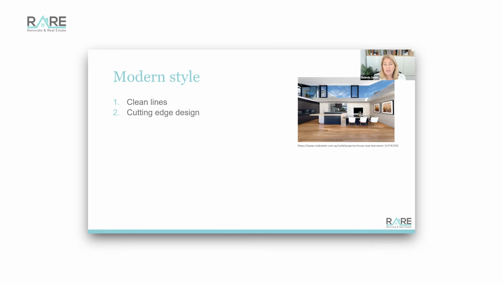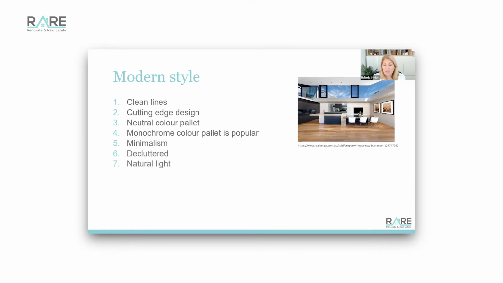Cutting edge design, the newest in design, that whole feel of brand new, of modern, of being straight to market. A neutral color palette features a lot in this modern style. Monochrome color palette is popular, particularly in bathrooms and kitchens. You'll see a lot of black and white or charcoal and white. Minimalism: nothing on the benches, nothing on the floor, not a lot of stuff around the home. Definitely decluttered.